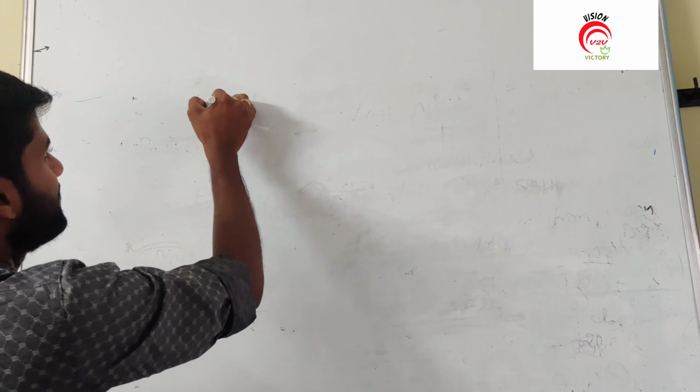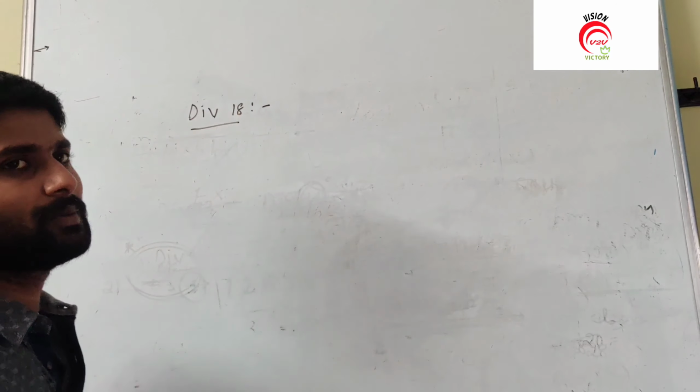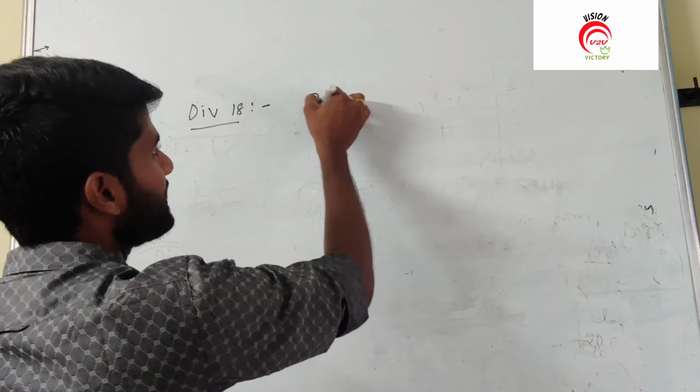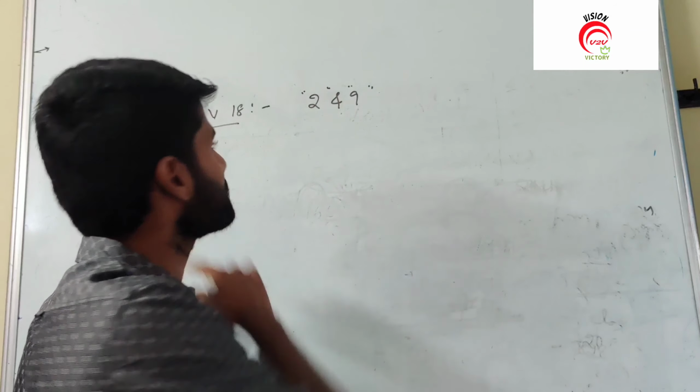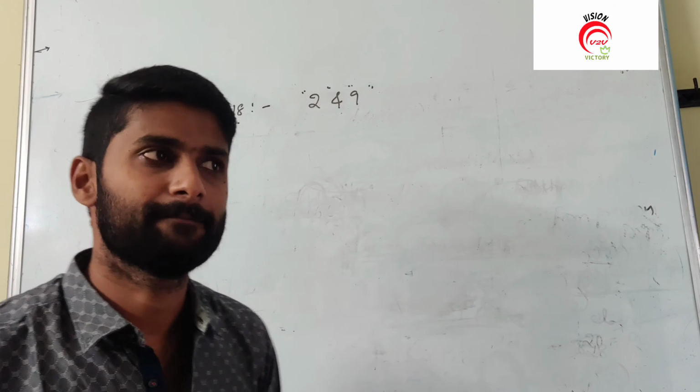Next one. Divisible by 18. What is the rule for divisibility by 18? I mentioned that if any number is divisible by 2 and 9, definitely that number is always divisible by 18. Clear?